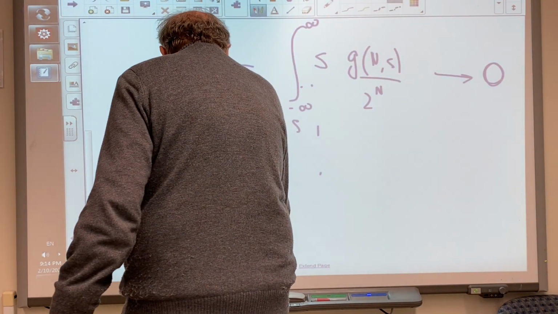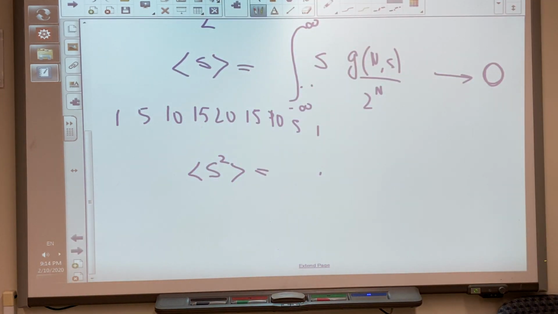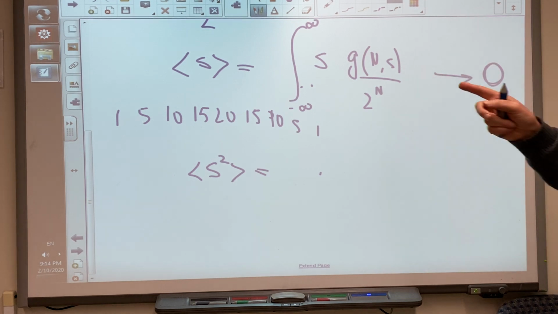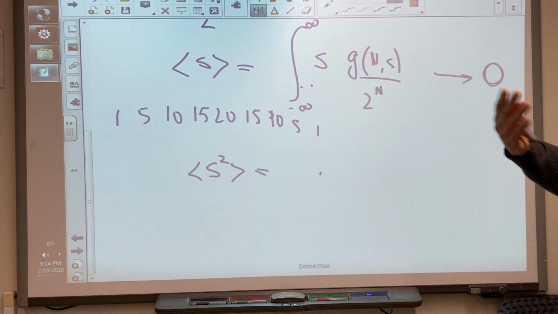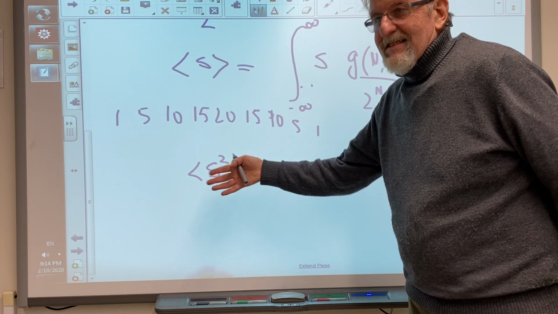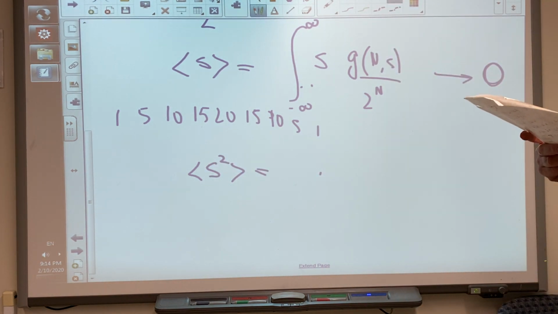More interesting is this, because this is a positive quantity. For any system, the square of the excess of spin is a positive number. It's 0 if the state is perfectly matched, and it will be a positive number otherwise. So this is what appears in the fluctuations. If you study probability, you know that the square root of that is the standard deviation, etc. So let me calculate that.